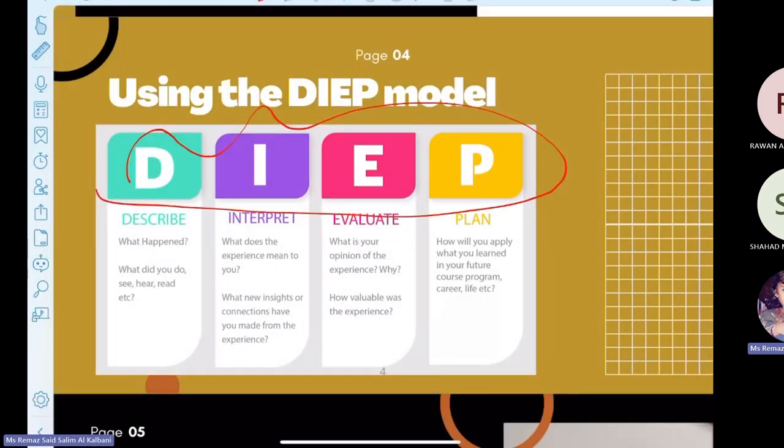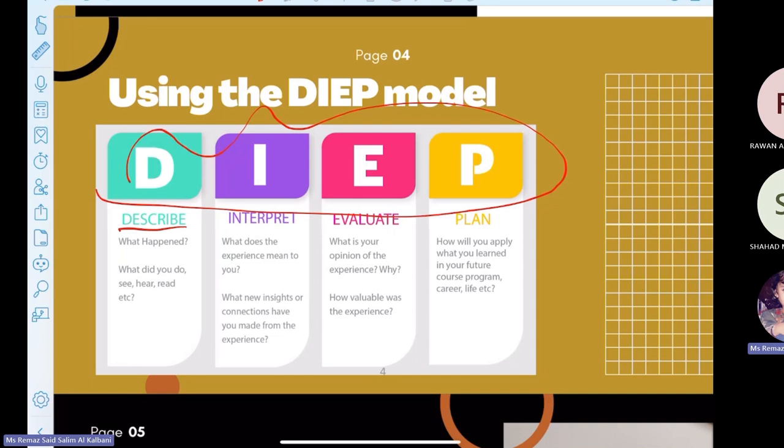First, you have the D, which represents describing. In this part, you will describe what happened. What did you listen to in a lecture, or what did you read in a book or magazine or newspaper? Okay, or something you have learned in a class. Then I, interpret. You need to interpret means تفسير. What does the experience mean to you? Is there any new insights? وجهة نظر جديدة. Okay, you have made. اكتسبتها ولا تعلمتها in your new experience.